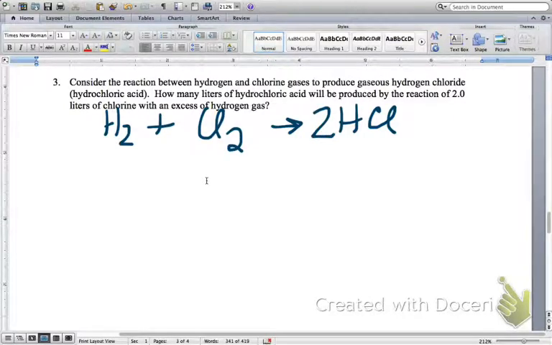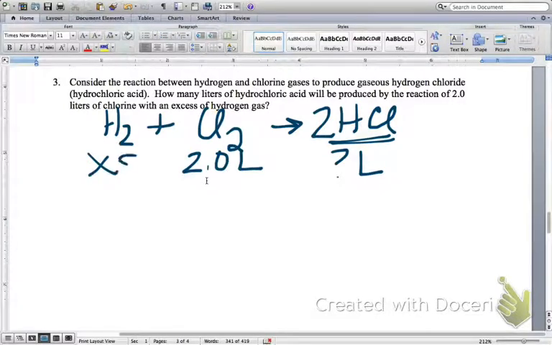Okay? Next, it says how many liters of hydrochloric acid, so that's the HCl, will be produced by the reaction of 2.0 liters of chlorine with an excess of hydrogen. In other words, we've got as much hydrogen as we need, like an unlimited supply, but we've only got 2.0 liters of the chlorine, and then we run out. When we run out of one of the reactants, the reaction stops.